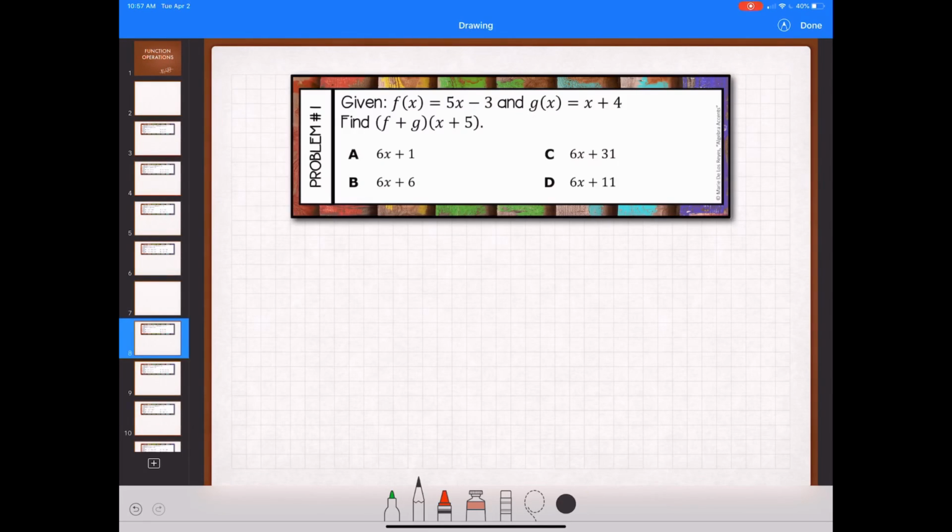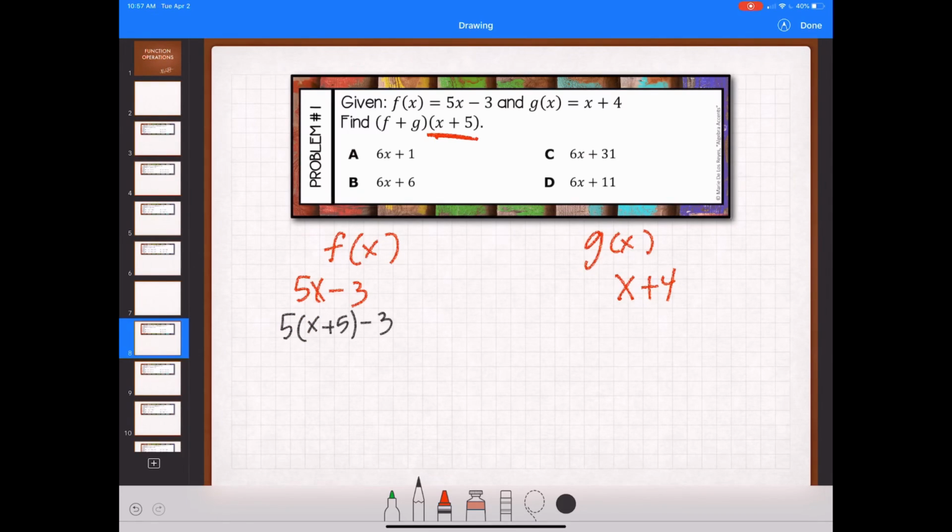Okay, so here with method 2, I'm going to take the input and I'm going to plug it in first. So here's the f of x problem, which is 5x minus 3. And then here's the g of x problem, which is x plus 4. I'm going to use my input to plug in first. So I get 5x plus 25 minus 3. So I get 5x plus 22. That's for f of x.